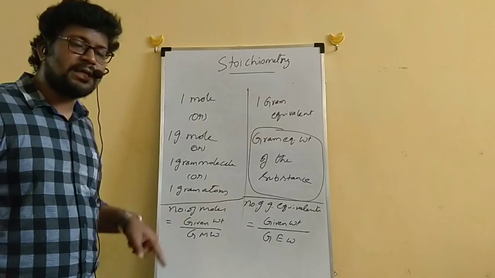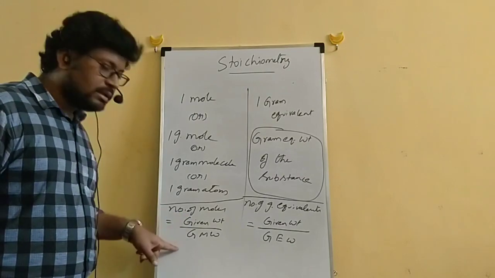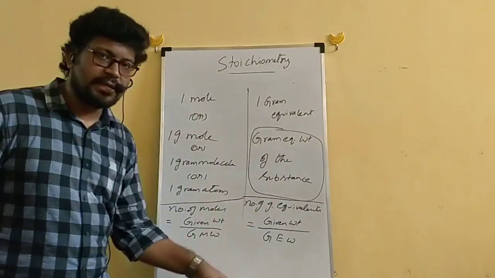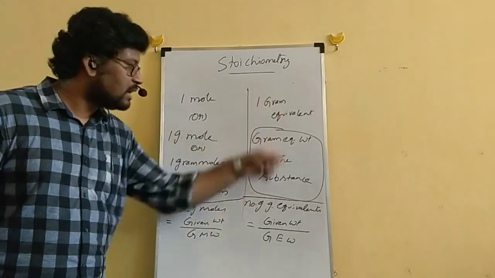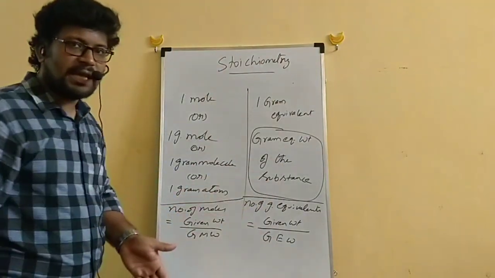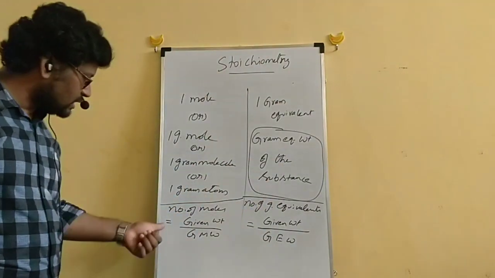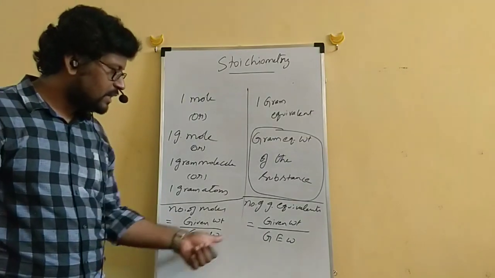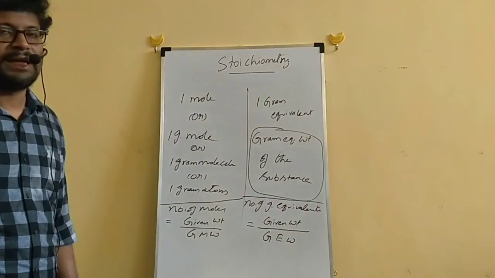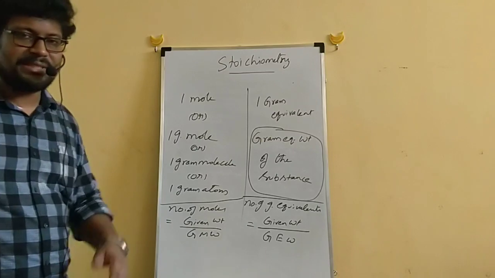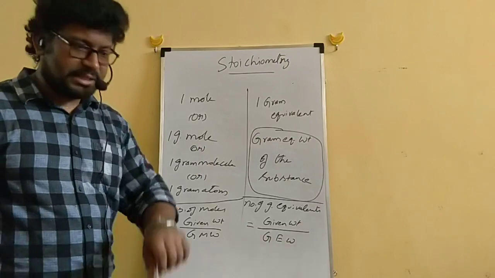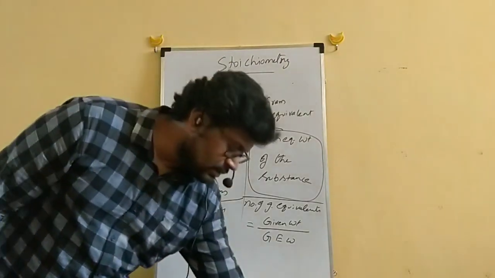Number of moles of solute present in 1 liter of solution is called molarity. Number of equivalents of solute present in 1 liter of solution is called normality. In this way, these two are differentiated. The formula is the same: here, number of moles equals given weight by gram molecular weight; here, number of gram equivalents equals given weight by gram equivalent weight. These are the useful formulae for calculations related to gram equivalent weight problems. Now we will see some problems present in this material. Let us see them.